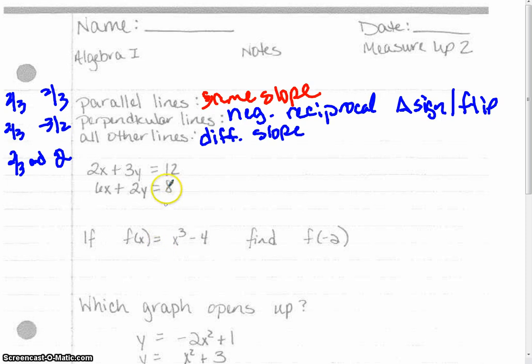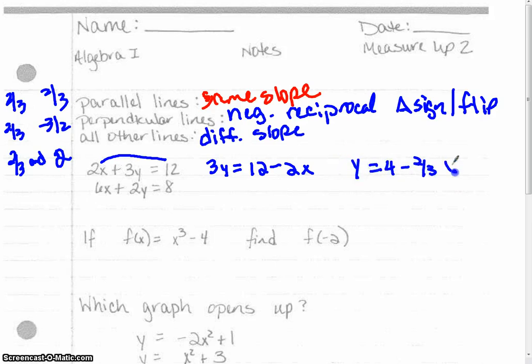So if you have two equations and they want to know whether they are parallel, perpendicular, or something different, you have to start by getting y by itself. Right here you would move your 2x and have 3y equals 12 minus 2x. Everything gets divided by 3, so y equals 4 minus 2/3 x. Then take the other equation and do the same thing. We move the 6x, so 2y equals 8 minus 6x. Everything gets divided by 2, so y equals 4 minus 3x.